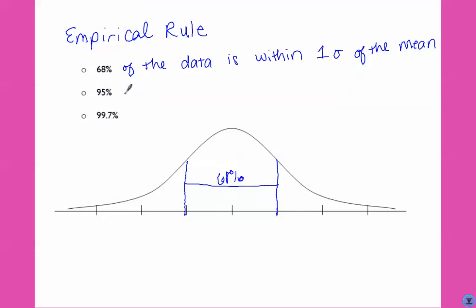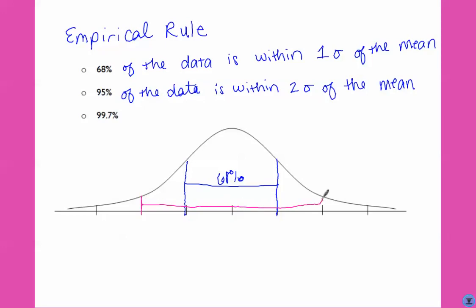The 95 means 95% of the data is within two standard deviations of the mean. So if we go out two standard deviations in either direction, all the way across to there, so everything underneath here, all that is 95% of the data. So there's not much left over out here.